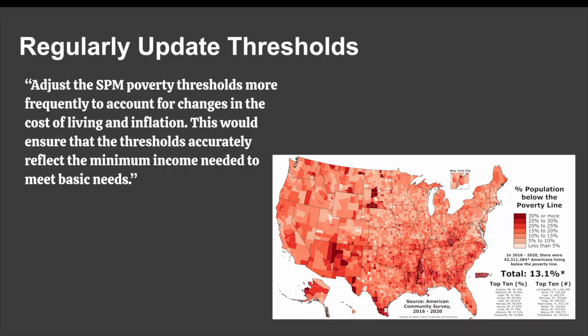ChatGPT also suggested that we should regularly update thresholds. Currently, the SPM updates thresholds yearly. We think that this is not able to represent poverty changes most accurately. ChatGPT said, "Adjust the SPM poverty thresholds more frequently to account for changes in cost of living and inflation. This would ensure that the thresholds accurately reflect the minimum income needed to meet basic needs." We agree with ChatGPT that the SPM should more regularly update thresholds.